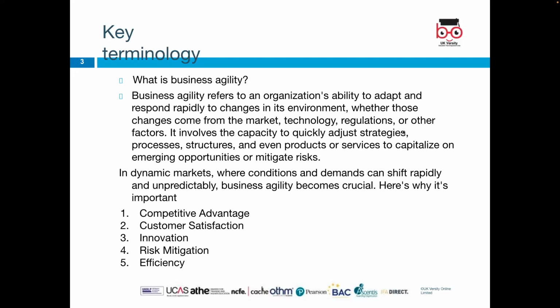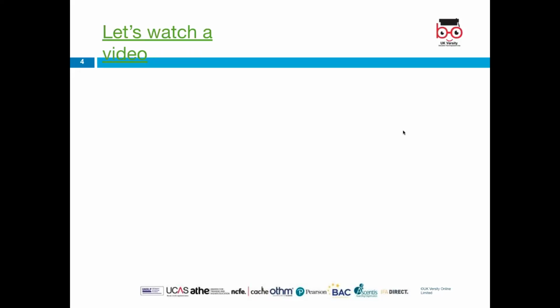Here's why it's important. The reason why business agility is important is, first of all, competitive advantage, customer satisfaction, innovation, risk mitigation, and lastly, efficiency.